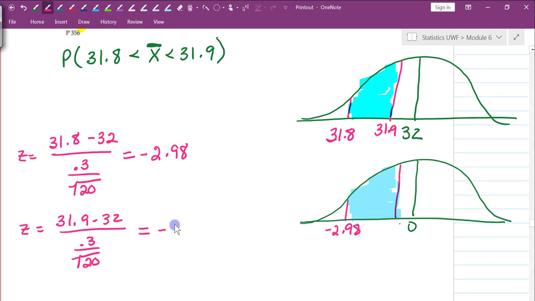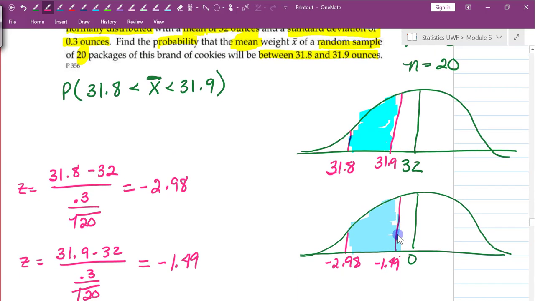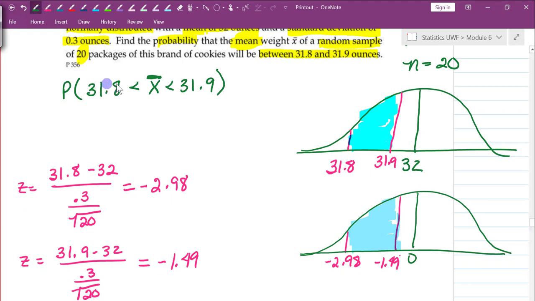Negative 1.49. So the reality is, when I look at this, this right here is the exact same thing as the probability that negative 2.98 is less than z, which is less than negative 1.49. Those are two equivalent statements. I have my pictures, they agree, my statements agree.